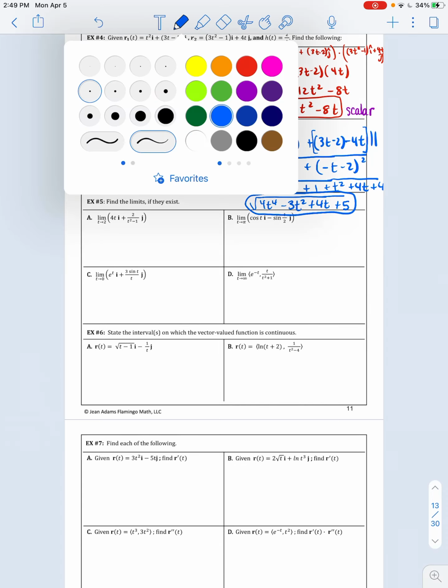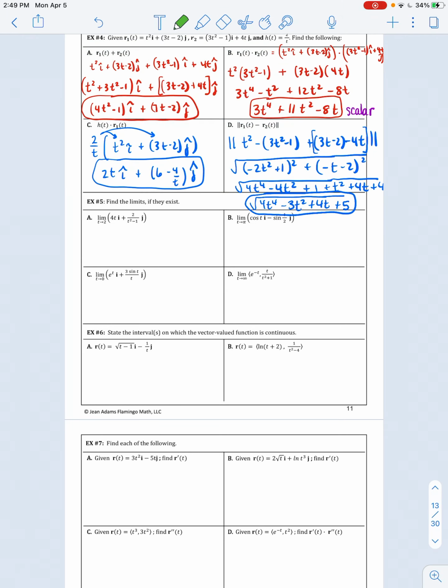Okay, which leads us to example number 5. This one is limits. The limit as t goes to 2 of the vector valued function 4ti plus 2 over t squared minus 1j. And so we're basically putting the 2 in for t, giving us 8i plus 2 over, this would be 4 minus 1, 3j. And that is your limit.